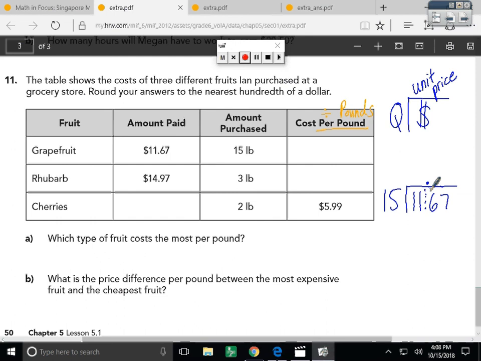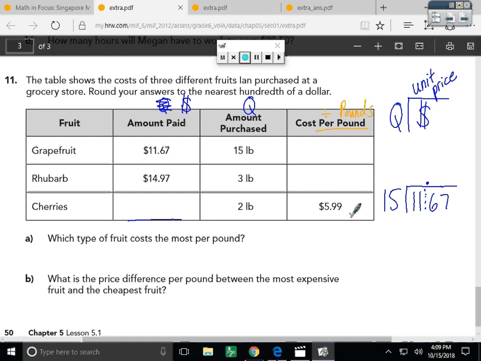I've got the first one set up for you. You're ready to go. I will caution you, that will work just great for grapefruit and rhubarb because we know the total amount paid, we know the money, and we know the total amount purchased, the quantity. Part 3, or these cherries aren't quite the same. I'm missing the amount paid. I don't know it. So what I do have is the quantity and the cost per pound.